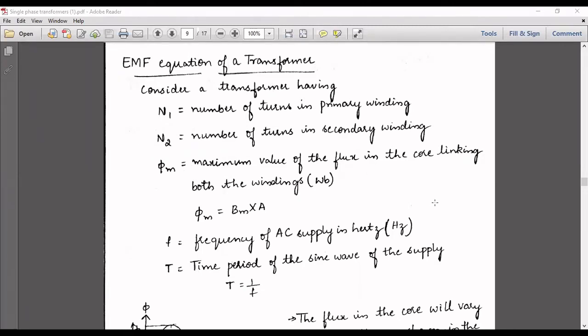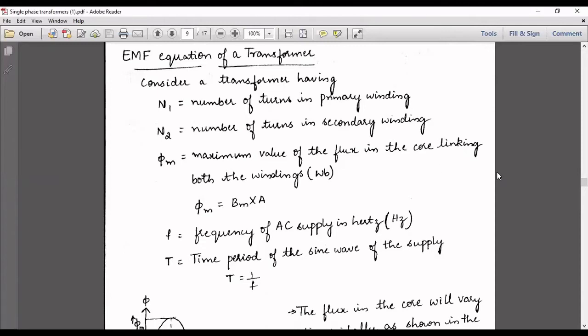Phi maximum is equal to Bm into A, where Bm is the maximum flux density and A is the cross-sectional area of the given core. F is the frequency of the supply in hertz. T is the time period of the sine wave of the supply, where T is equal to 1 by F. When finding the EMF equation of a transformer, consider a sinusoidal waveform.